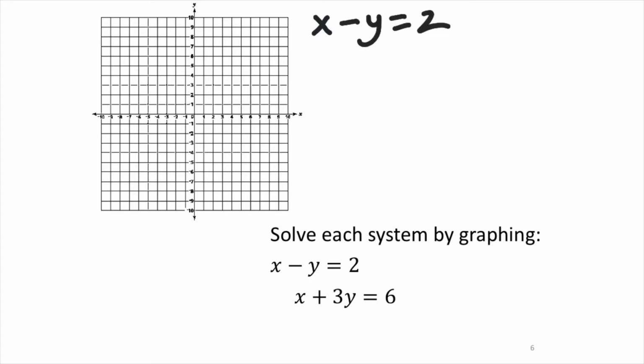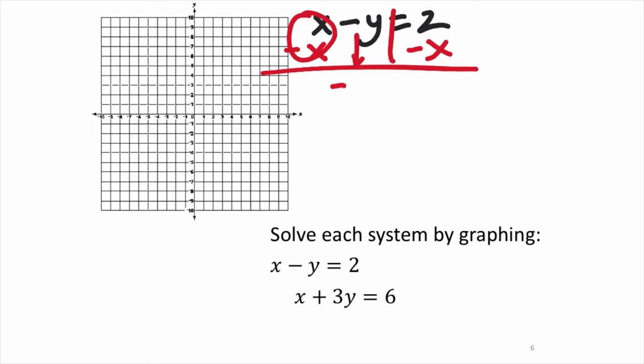So to change this into slope-intercept form, I would have to subtract x. If I do it to one side, the principle of equality says I got to do the other side. Why subtract x? Because then it zeroes that x out, makes it a phantom zero. So now I have negative y equals negative x plus 2. Again, the 2 and negative x, I can't combine those because they're not like terms.